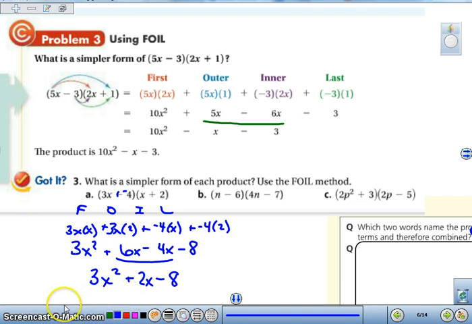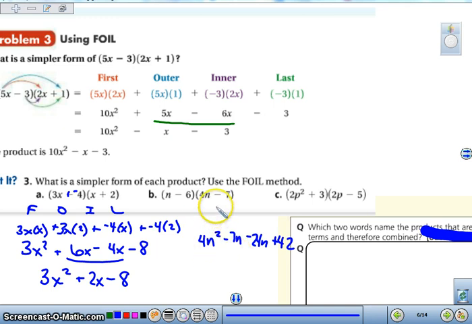I would like you to pause the video, and in class I want you to now try B and C, and after you've paused the video for a while you'll see the solutions. When you multiplied here, your first, outer, inner, and last terms, you should have ended up with this equation. As you simplify, 4n squared minus, as we are subtracting, adding negative 7 and negative 24 would give us a negative 31n plus 42. Try this last one.